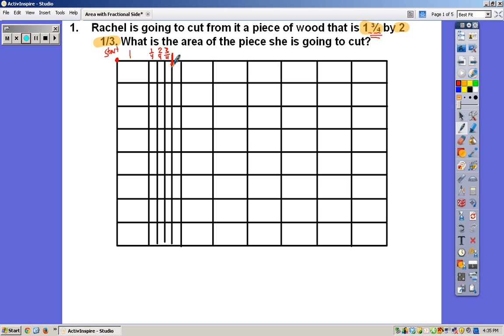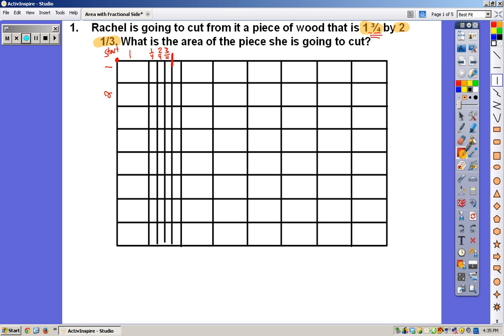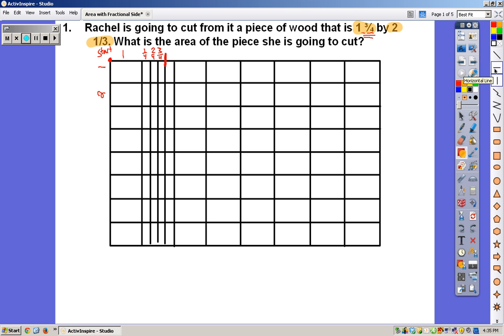We're going to stop right here, measuring this way. Now we have to measure down. We're going to go 2 1/3. Well, here's 1 down, 2 whole down. We can't go to 3 because the next part's going to be a fraction. The fraction is going to be 1/3. So I'm going to break this next line, this next spot, into thirds.